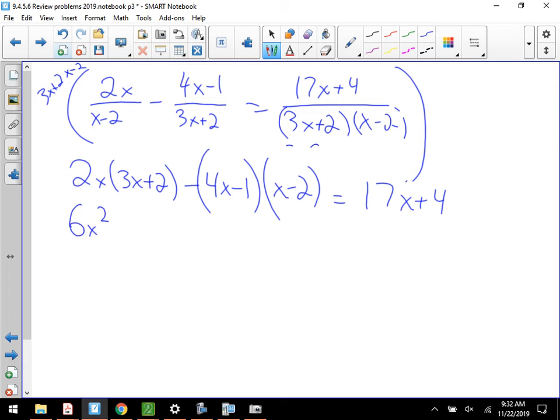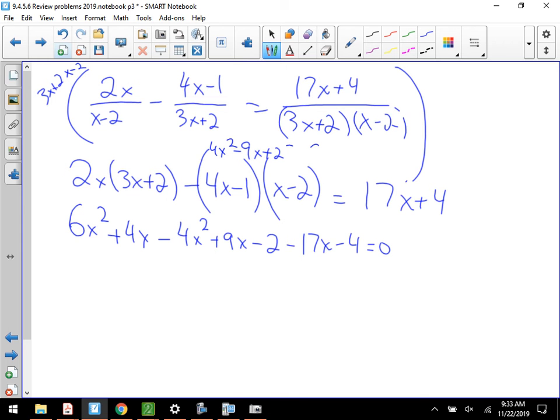6x squared plus 4x. This is 4x squared minus 8 minus 1, so it's minus 9x plus 2. Distributing my negative gives me minus 4x squared plus 9x minus 2 minus 17x minus 4. It's 0. So I just moved all that over to set it equal to 0 because I knew I had to do that eventually anyway, so might as well get out ahead of it.